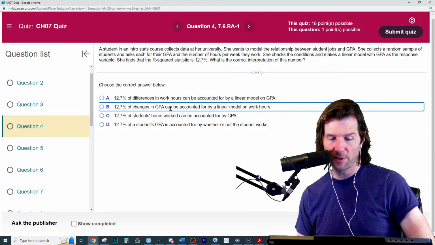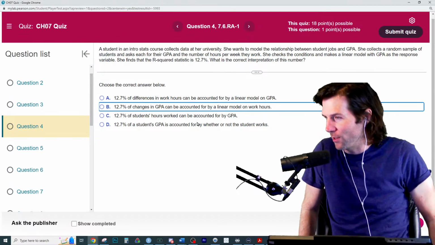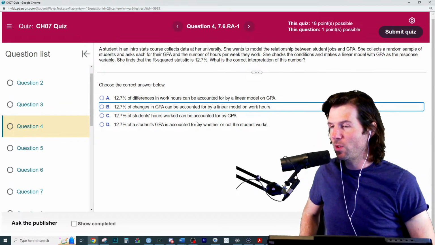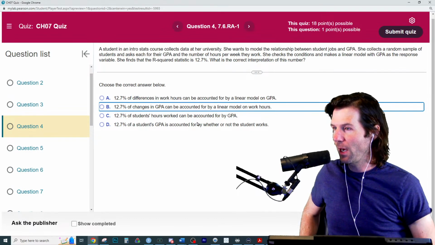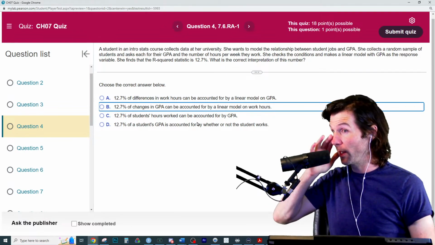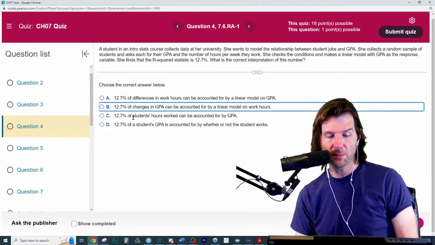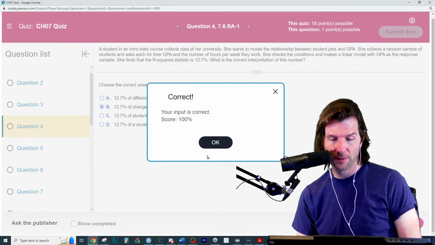12.7% of the changes in GPA can be accounted for. I don't like that they're calling it changes. Because if they said 12.7% of the variation in GPA can be accounted for, I think that's the one they want you to do because they are talking about a linear model. 12.7% of students' hours worked. I'm pretty sure it's this one. Yeah.